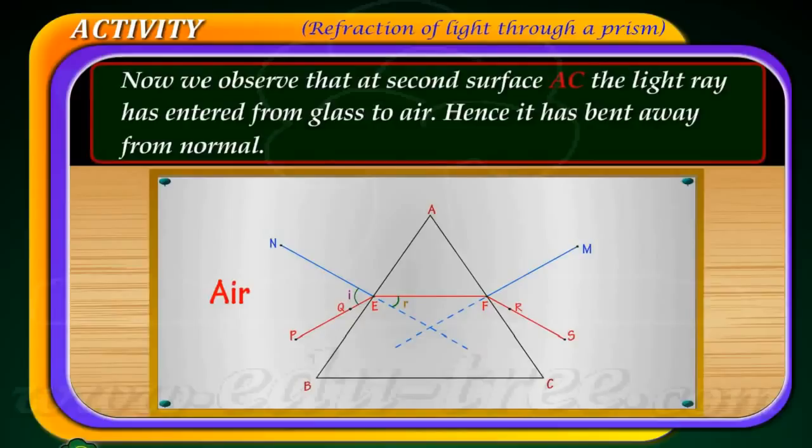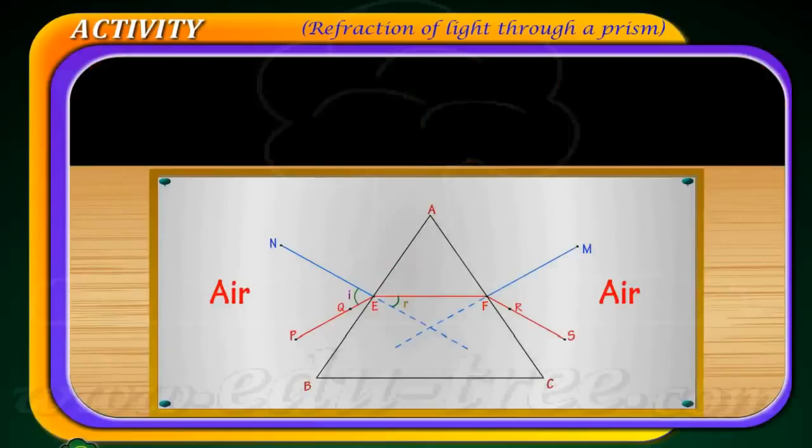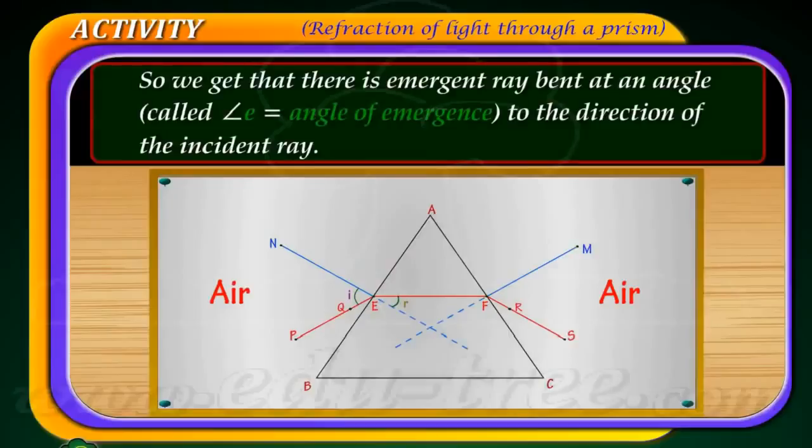Now, we observe that at the second surface AC, the light ray has entered from glass to air. Hence, it has bent away from the normal. So, we get that there is an emergent ray bent at an angle called angle E, the angle of emergence, to the direction of the incident ray.